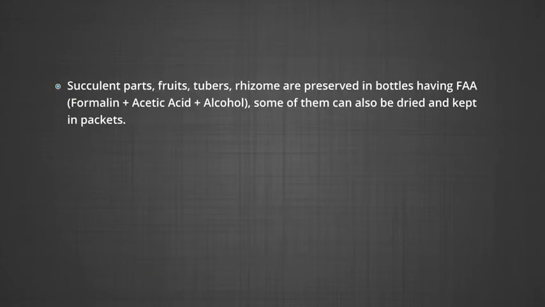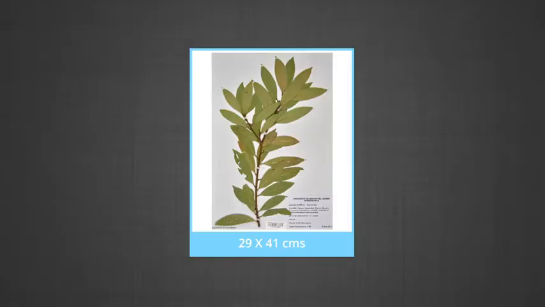Succulent plants, fruits, tubers, rhizomes are preserved in bottles having FAA. It includes formalin, acetic acid and alcohol. Some of them can also be dried and kept in packets. The dried specimens are then pasted on herbarium sheets. A standard size of a herbarium sheet is 29 by 41 centimeters. Specimens before fixing are kept upside down on a paper sheet. Glue or adhesive is applied and then they are mounted on a herbarium sheet. All the pasted specimens are sprayed with fungicides like 0.1% mercuric chloride, pesticides like DDT, naphthalene and carbon disulfide to check the growth of fungi.